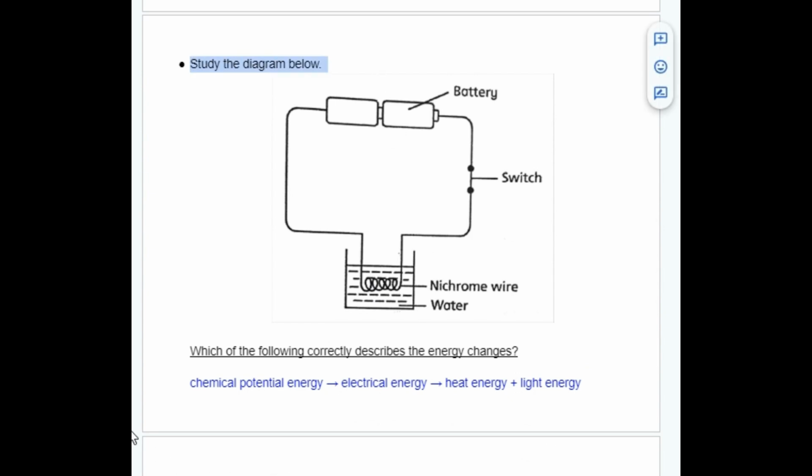Study the diagram below. Which of the following correctly describes the energy changes? Chemical potential energy, electrical energy, heat energy, plus light energy.